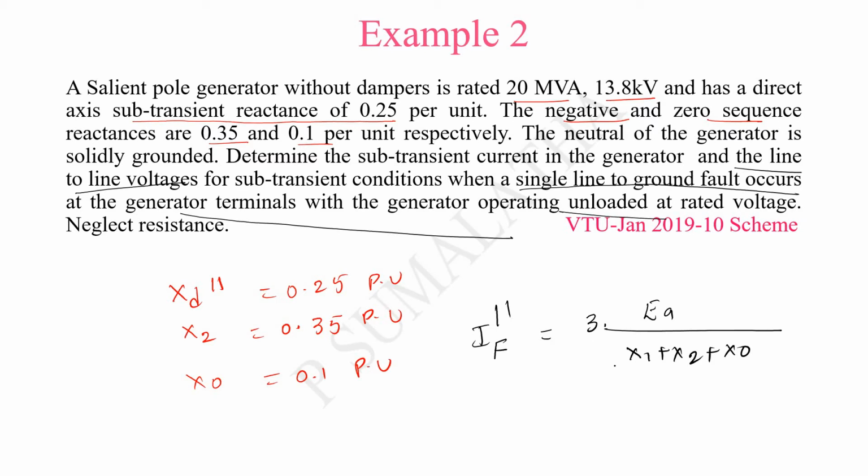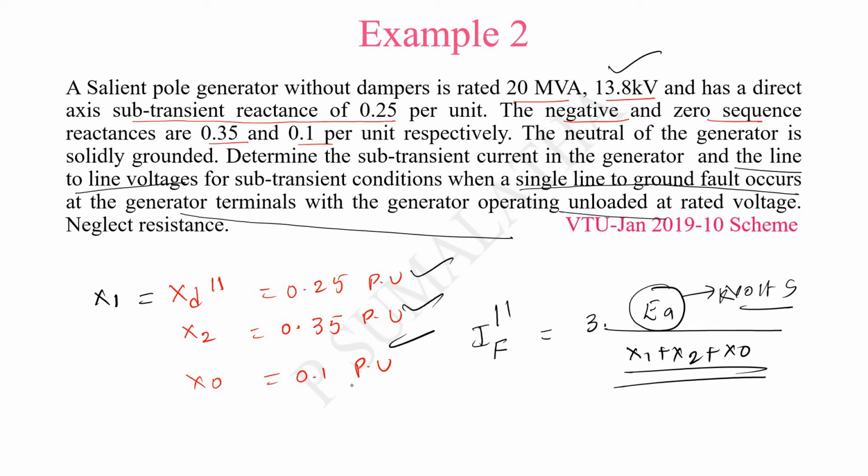You know that where x1 is given, this xd double dash is nothing but x1. The direct axis subtransient reactance will be called the positive sequence reactance for the generator. Now, this Ea value is given in volts, that is in kilovolts. They have given Ea is equal to 13.8 kilovolt. And we know x1, x2, x0 values are given in per unit.